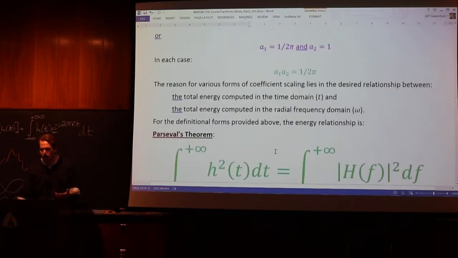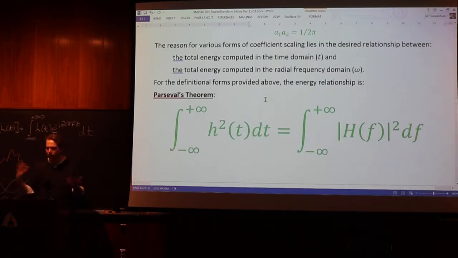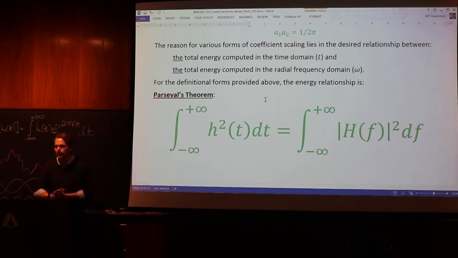So no matter what form you're looking at, that's the consistency among all the various forms. These factors of 2 pi get really annoying sometimes. So be careful of what you are talking about, frequency or radial frequency, and be careful and consistent in your work.